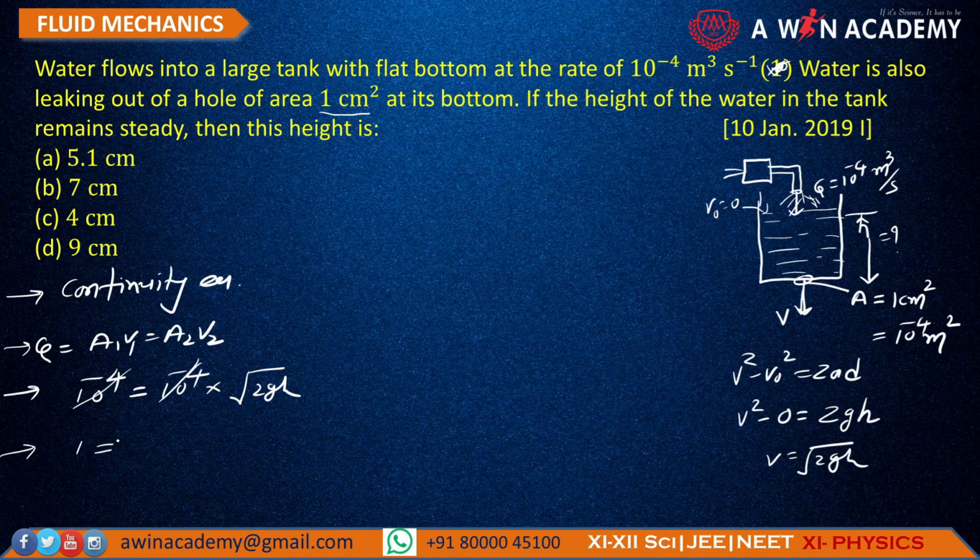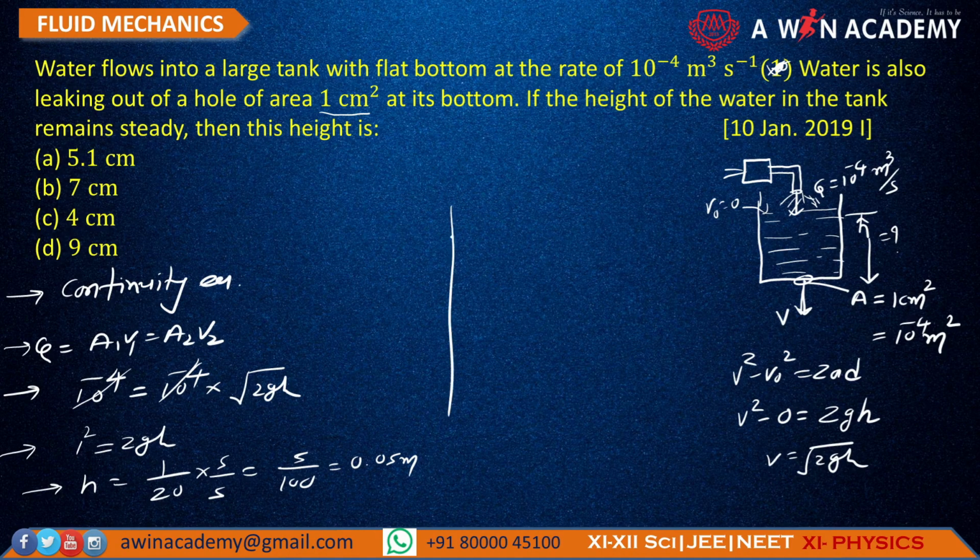1 squared is equal to 2gh. h is equal to 1 by 20. 20 यानी 5 से मल्टीप्लाई करो, 5 से डिवाइड करो, we will get 5 by 100 यानी 0.05 meter. If we convert this into centimeter, it comes to 5 centimeter. So the approximate answer will match with the correct option A. Option A is given as 5.1 centimeter.